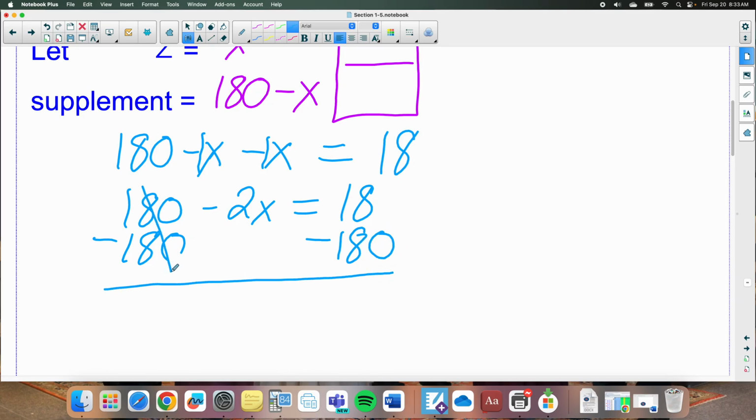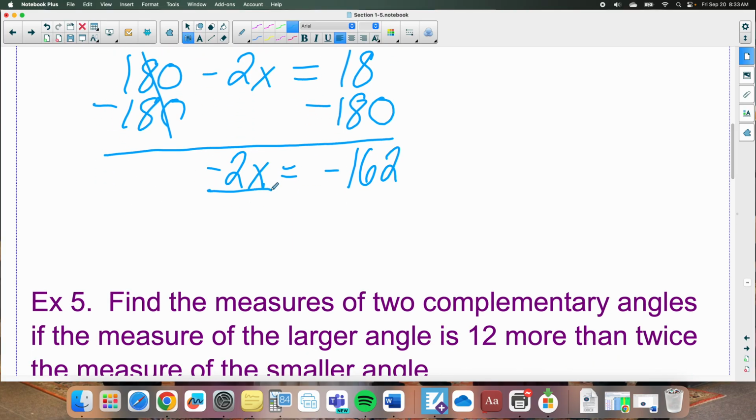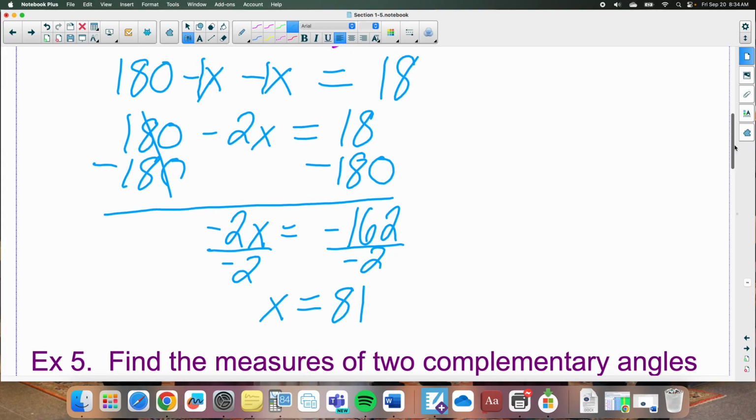Okay. And I get negative 2x equals negative 162. And then we're gonna divide by a negative 2. And x would be a positive 81. Again, if you get an ugly decimal, you've done something wrong. You should get a whole number here.